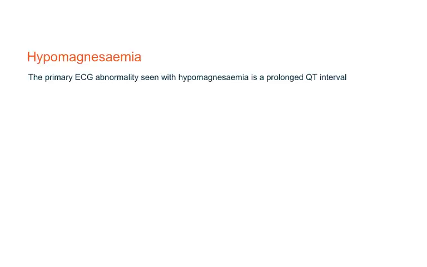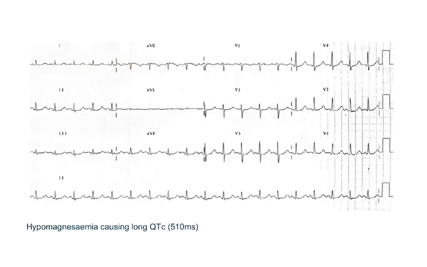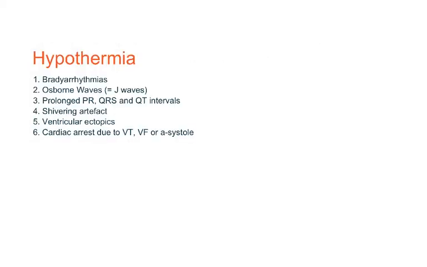Next is hypomagnesemia. The primary ECG abnormality seen in hypomagnesemia is also a prolonged QT interval. For example, in this ECG, the QT interval is 510 milliseconds. Normal is between 350 to 450 milliseconds.